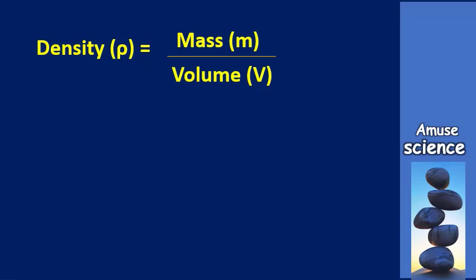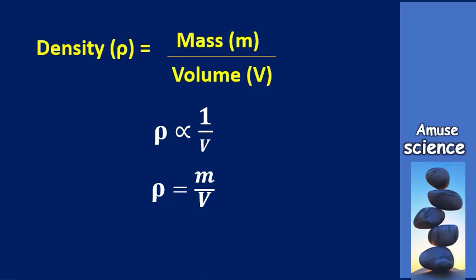So from variations, we can write the formula for density as rho is inversely proportional to volume, and we know that we can remove the sign of proportionality and bring an equal to sign and a constant, and that will bring us back to the formula, which is rho is equal to m over v. In this case, it means that the mass becomes the constant.